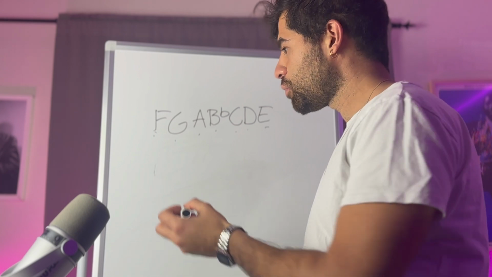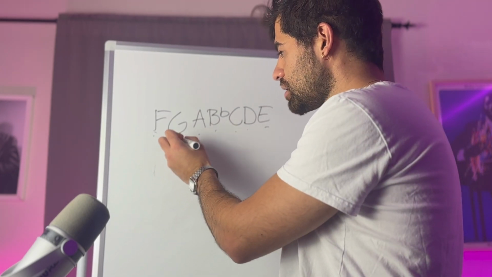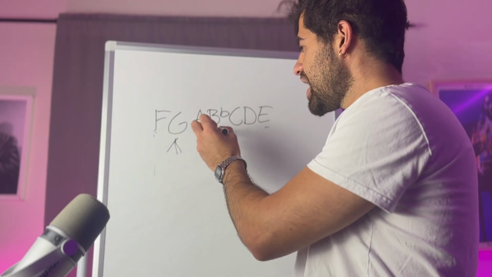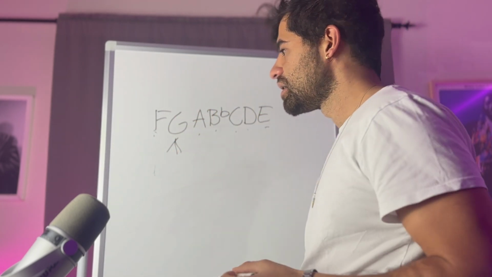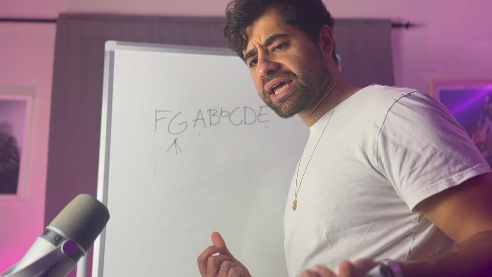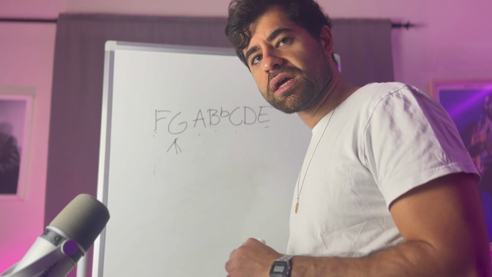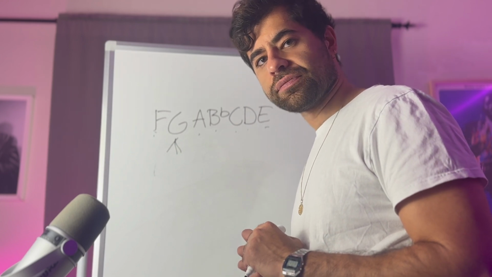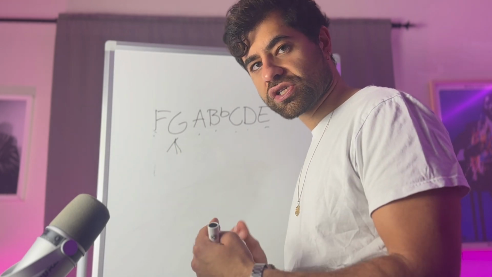But what happens if you start from G? What would happen if you start from G? You would play G, A, B flat, C, D, E. And you might think, but I would just be playing an F major scale starting from G. Well, in reality, what you're doing is playing a G Dorian. So that's a G Dorian scale.